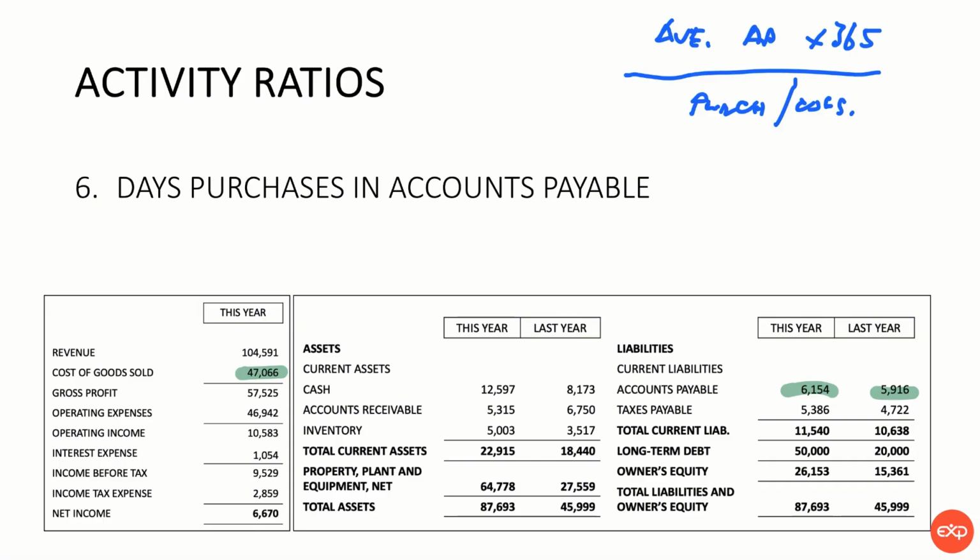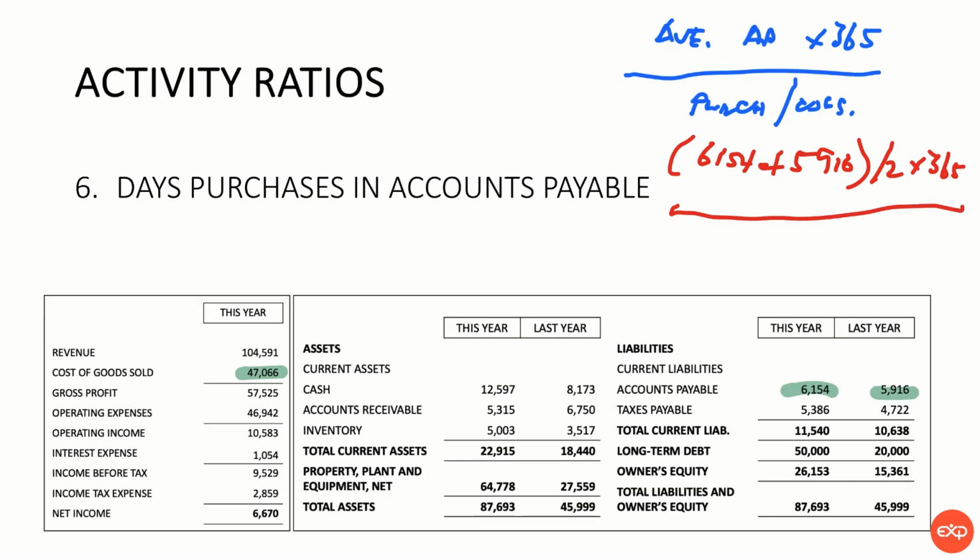So let's plot it out. 6154 plus 5916 divided by 2 times 365. Then you have 47066. So the days that you have here is 46.8, so that means it's 47 days. Rounding it off to the nearest whole number, 47 days.